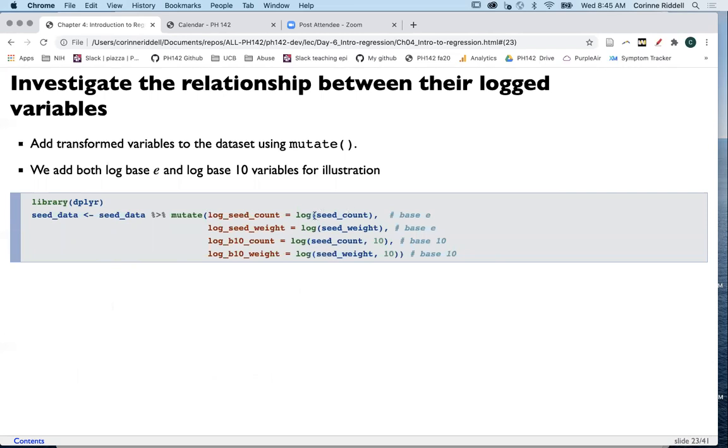So when we do mutate to take a log, what we're saying is we're adding a new variable, log underscore seed underscore count, which is equal to the log of the variable called C count. If we just use the log function with no other arguments, it's doing log base E. And so for many of us, we do not use log rules in our day-to-day life. And so you might be like, what does that mean, base E or base 10?